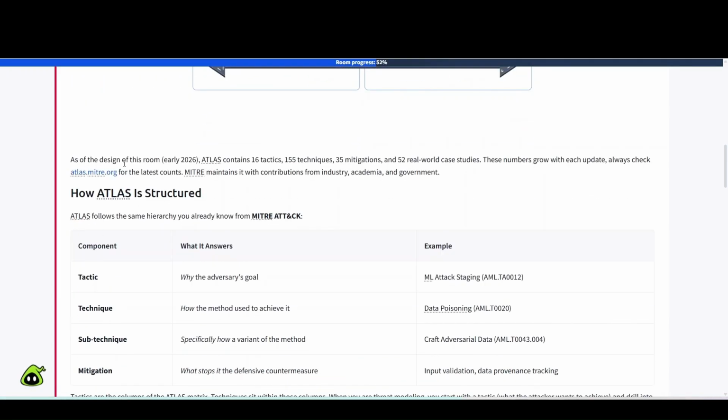As of the design of this room, early 2026, Atlas contains 16 tactics, 155 techniques, 35 mitigations, and 52 real-world case studies. These numbers grow with each update. Always check atlas.mitre.org for the latest counts. MITRE maintains it with contributions from industry, academia, and government.